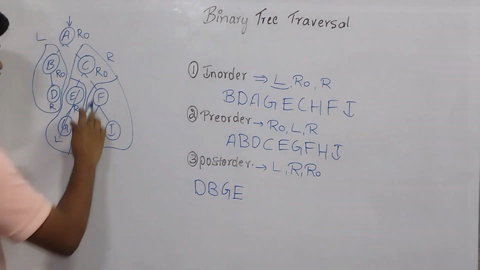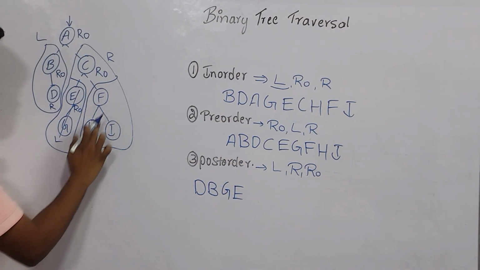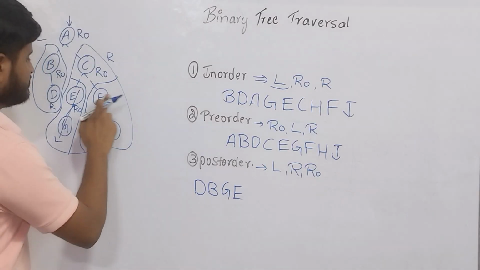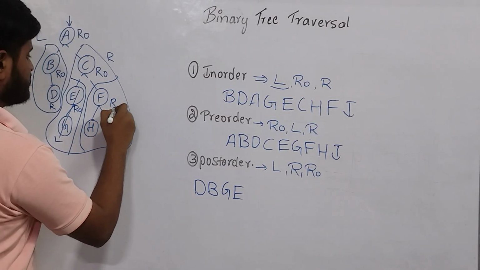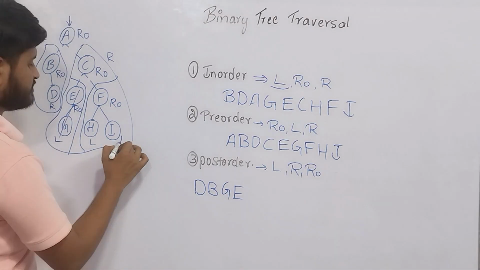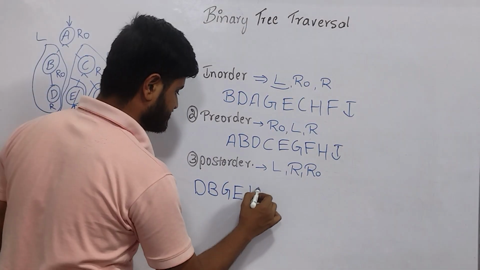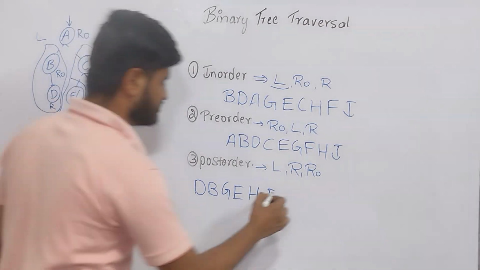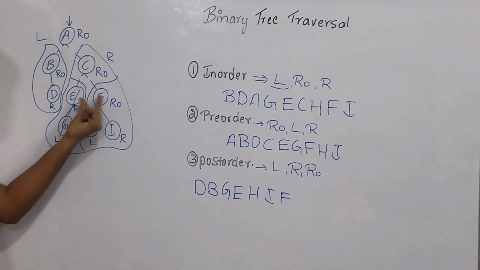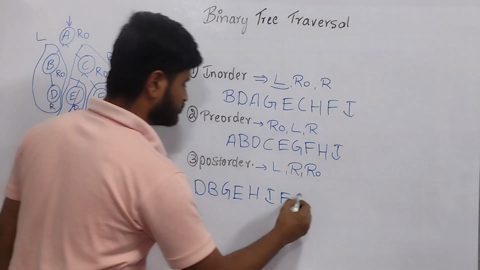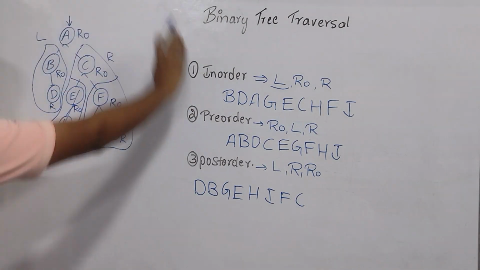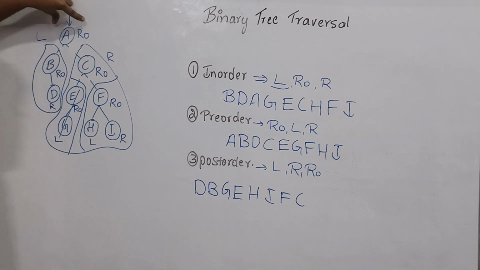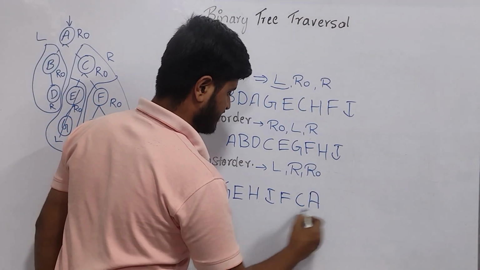Next if you see, left is over. Next I must write the right. So for C, the right nodes are F, H and I. Since I detached them, this will be acting as a separate tree. So F will be the root value, H will be the left value, I will be the right value. First I must write left, that is H. Next I must write the right value, that is I. Next I must write the root value, that is F. Now left is written, right is written. I must write the root. So the root value is C. Now if you see the complete tree, left subtree is over, right subtree is also over. We are left with only one value, that is the root value, A.